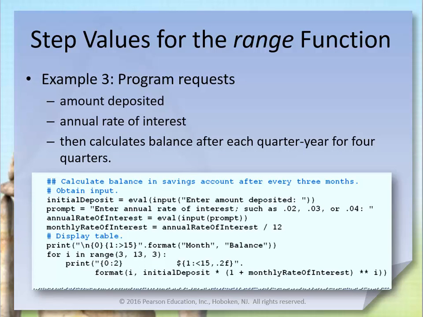So then we will execute the print statement based on this particular formatting. Okay, remember the 0 element, field width of 2, the first element, left justified, field width of 15. We want commas, and we want 2 decimal points because it's a floating number. Okay, and then here's the format. So we're printing i. i is the first element. Initial deposit is the second.